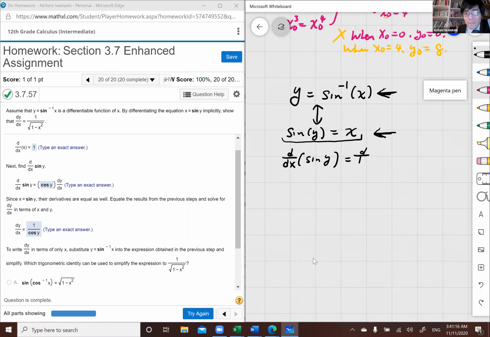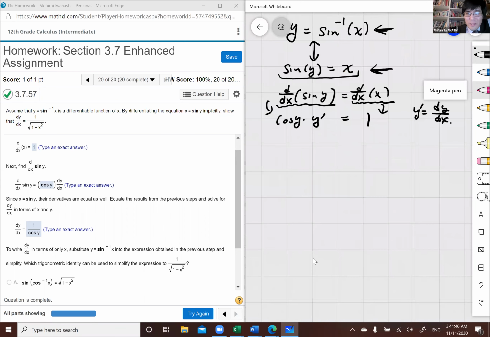Now the first part: what is the derivative of x with respect to x? It is basically asking about this part, and of course it is equal to 1. The second part is also easy. What is this side? This is the same thing as cosine y times y dash, and in this picture, y dash is written as dy/dx. So the first two parts are asking about the right-hand side and the left-hand side.